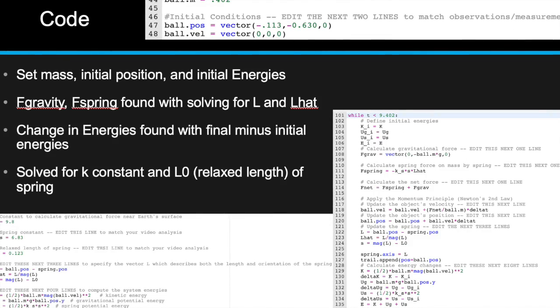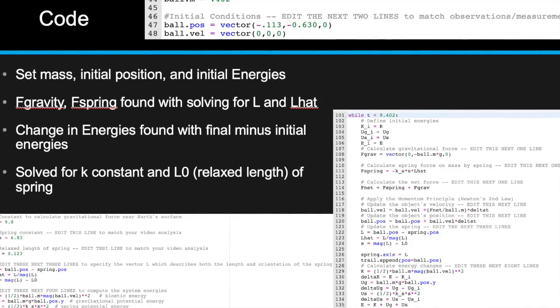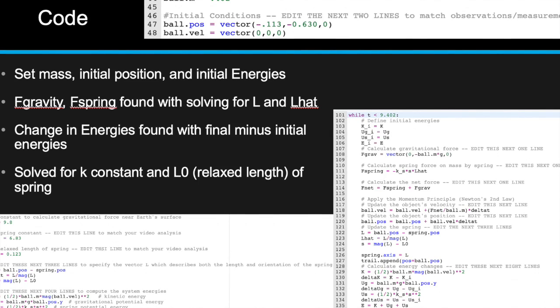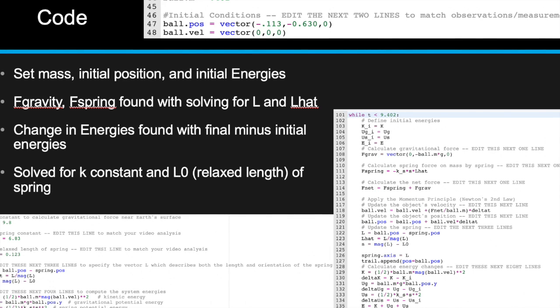And for the change in energies, all I did was the final energy minus the initial energy for the kinetic, the gravitational potential, the spring potential, and the total energy. And I just inputted the equations we talked about in the introduction into the code for the final and initial energies.